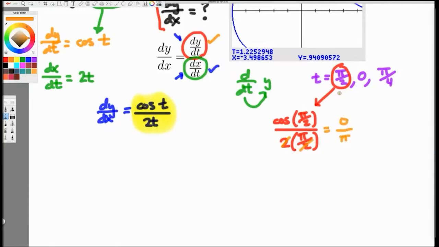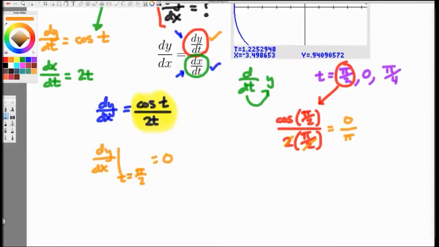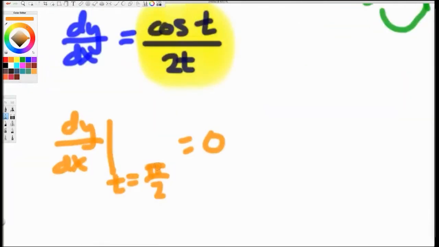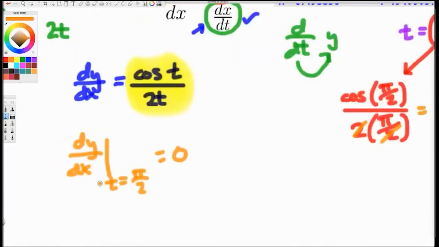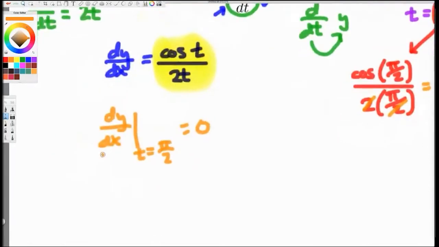So the derivative at t equals pi over 2 is equal to 0. What this symbol means right here is just the derivative, and then you plug in t equals pi over 2. That's all this means. Math's a language, you have to translate it: the derivative when you plug in pi over 2. So I did the derivative here, plugged in pi over 2, and you get 0.